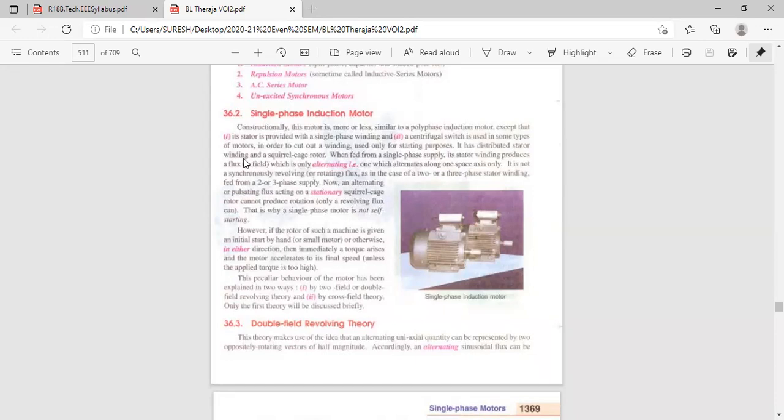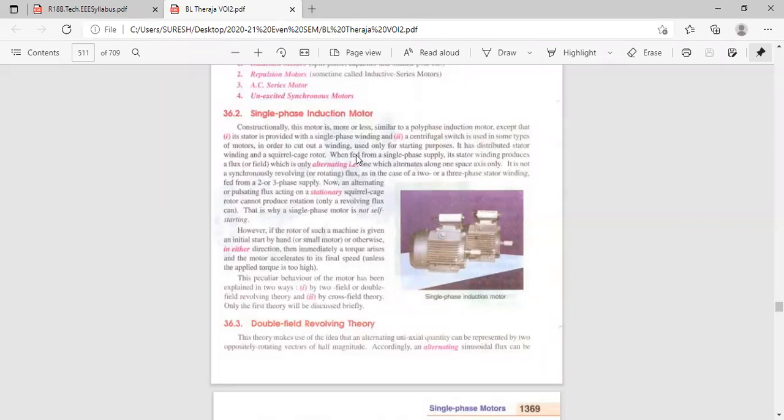It has distributed stator winding and a squirrel cage rotor. Rotor which type? Squirrel cage. It is not slip ring, it is squirrel cage rotor. There are two types of rotors: one is squirrel cage and the other is slip ring. But whatever we are using in our single phase, that is the ceiling fan, is squirrel cage rotor. So now see the operation.